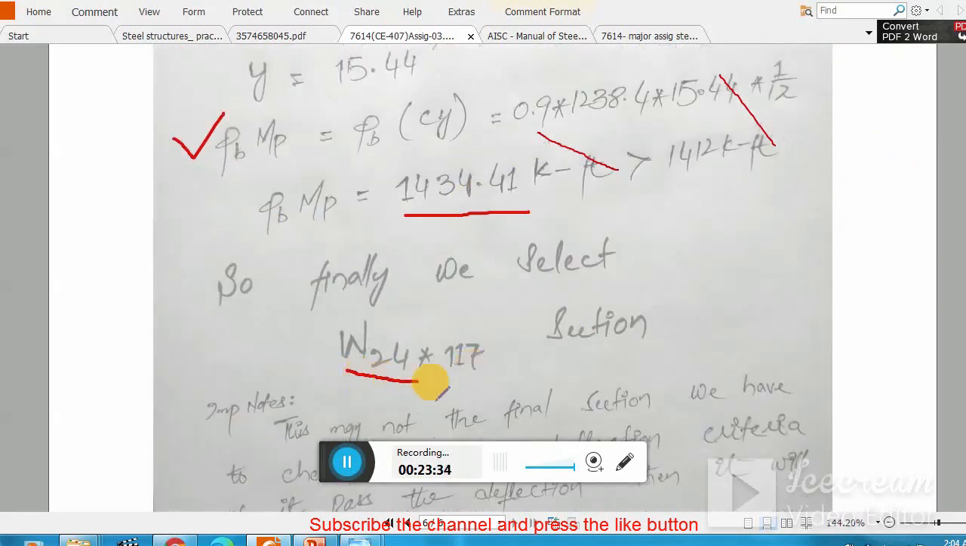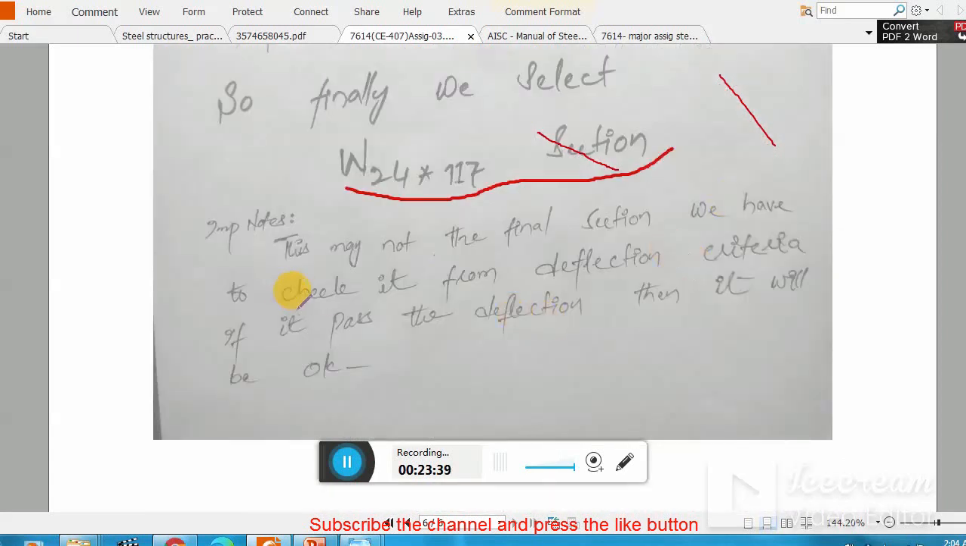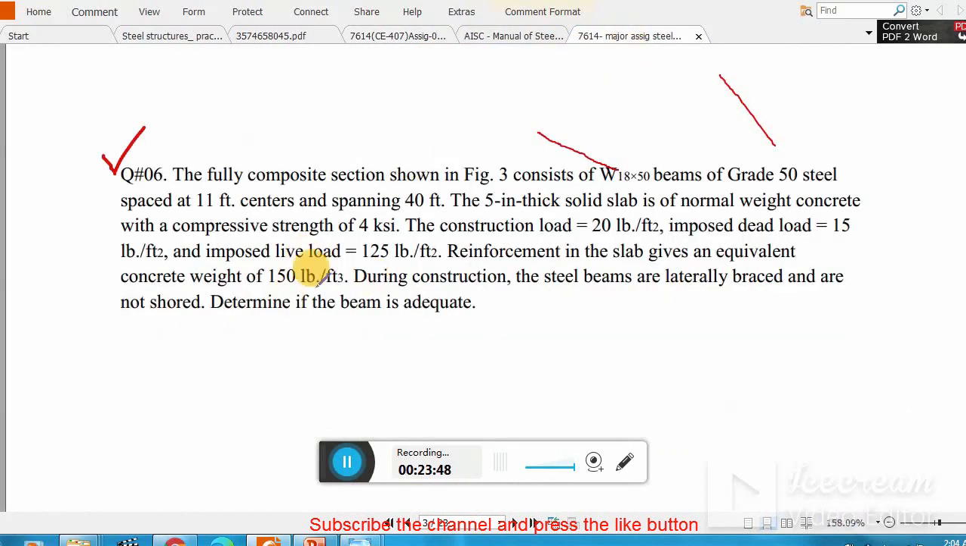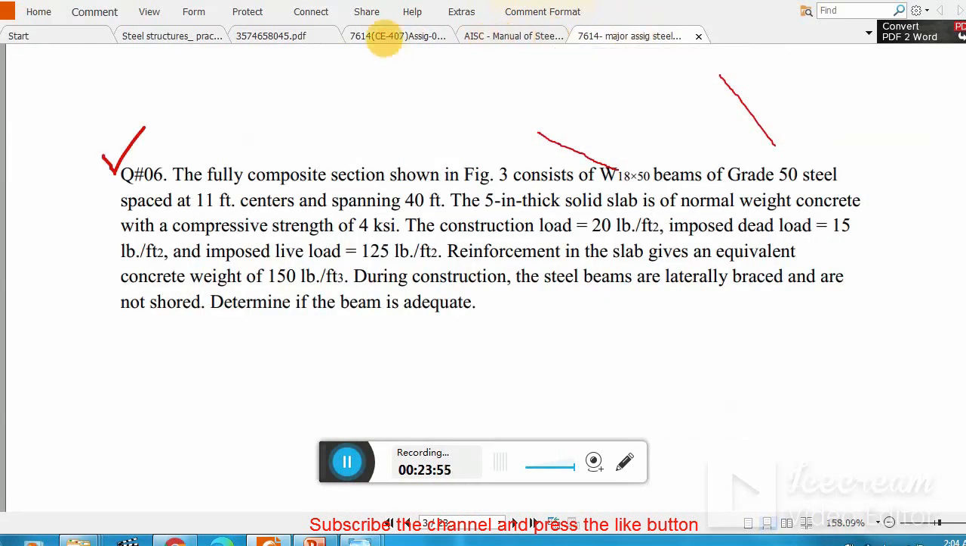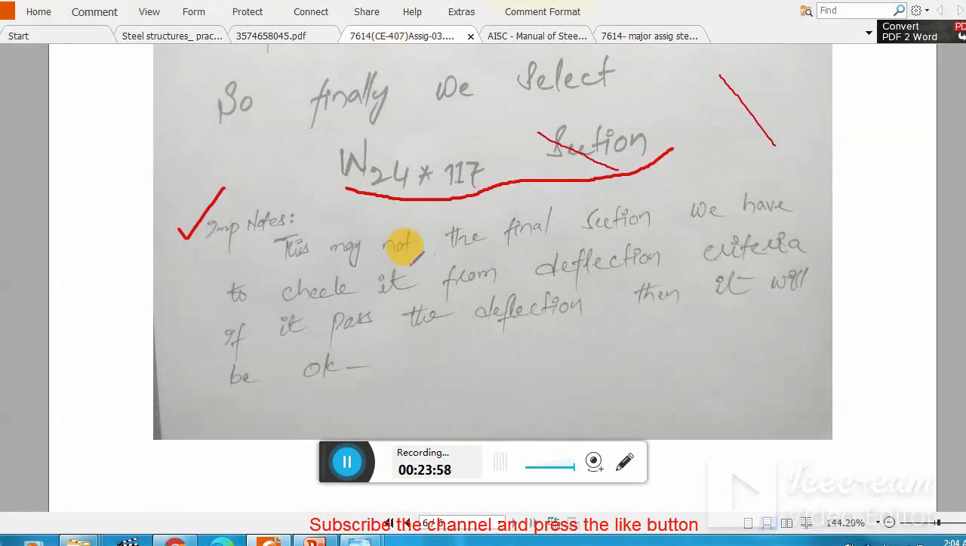So finally we select the W24×117 section, which is okay. Now a very important note: this may not be the final section. We have to check it for deflection criteria. If it passes the deflection, then it will be okay. And if you watch this lecture, you will obviously understand this note. Because sometimes the section which you select, as I explained in lecture number 11, the best approach is that you just choose the section on the basis of your deflection criteria.